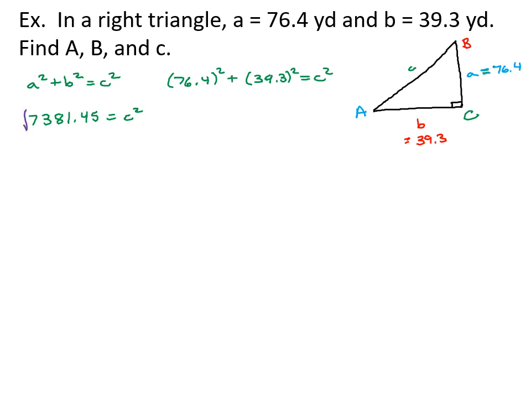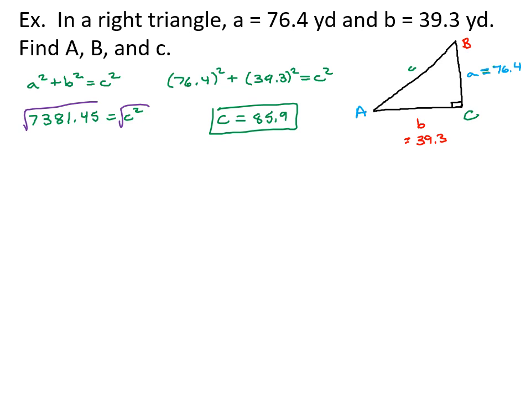And so at that point, you take the square root on both sides. And we'll say that c equals the square root of 7381.45. Gives me 85.9. Yeah, if you go one decimal place, 85.9. And that is your side C, doing the Pythagorean theorem. And so you can always do the Pythagorean theorem if you have two sides of a right triangle.